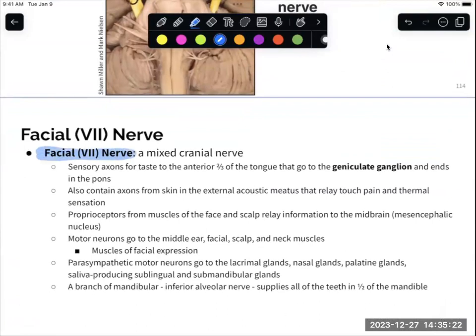Again, it's a mixed cranial nerve, and it is going to allow for facial expressions. It is the muscle of facial expression, which is why it's facial nerve. It also has parasympathetic fibers. So those lacrimal glands, so crying, nasal glands, runny nose, palatine glands, sublingual, submandibular, so production of saliva. It also does proprioception.